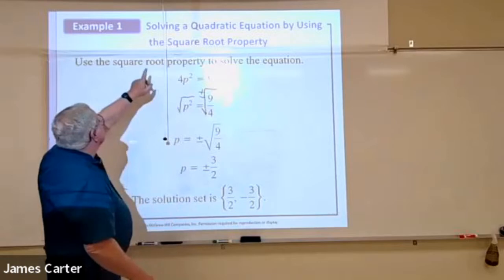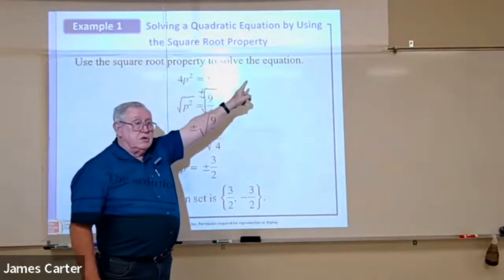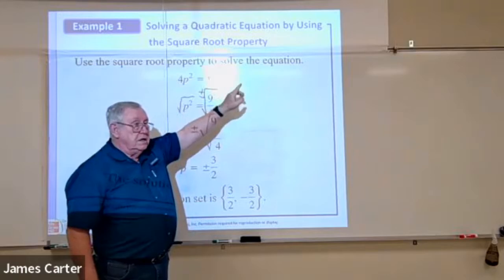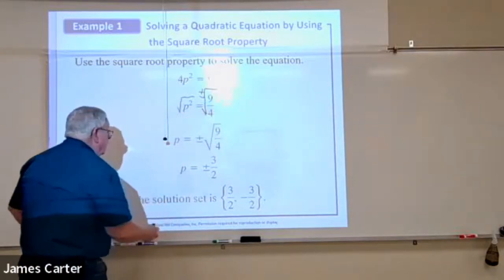By the way, what is this? It's called either the property of square roots or the square root property. That's what we call this method of solving.